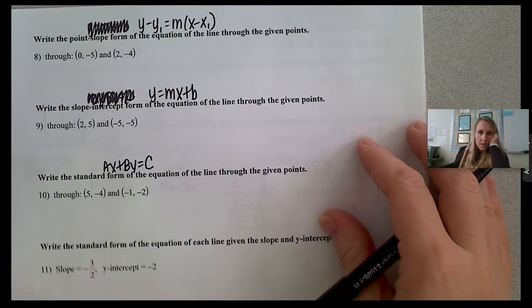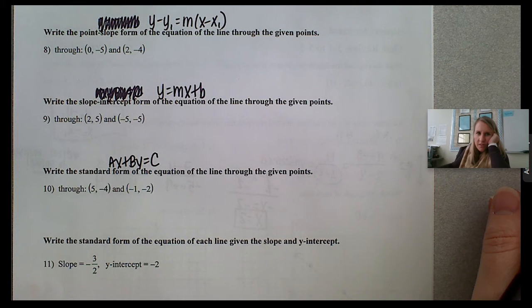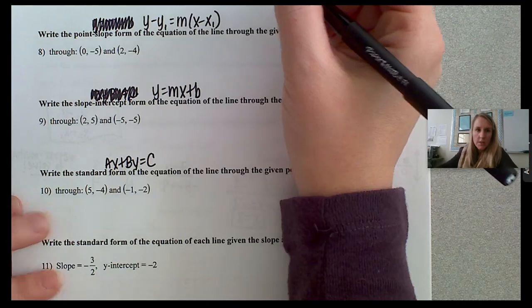Which one do we want to do? I feel like we just did a standard. Point slope, which one should I do? Because we're doing... okay, that's actually fine. So I'll stick with the evens.